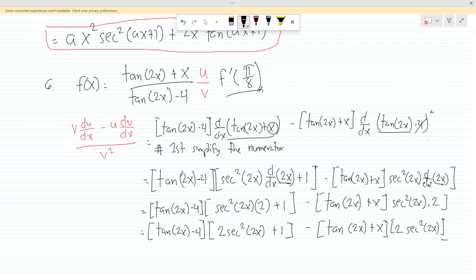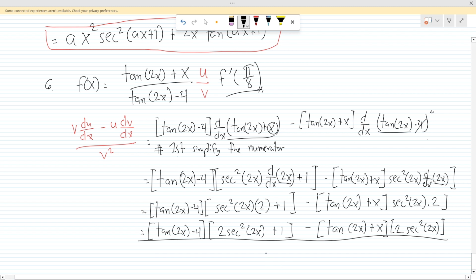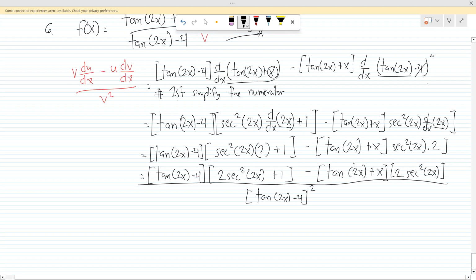Then divided by, okay, so we are going to input now our denominator. So our denominator is what? Tangent of what? Okay, tangent of 2x minus 4, quantity squared. So right after this, okay, guys, makinig.